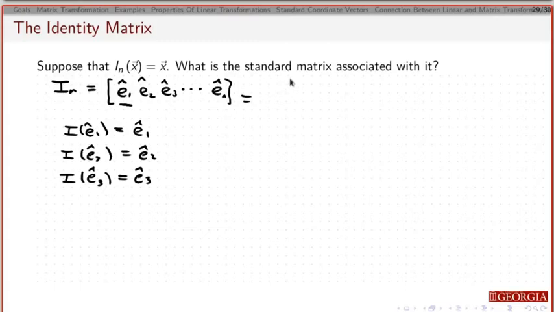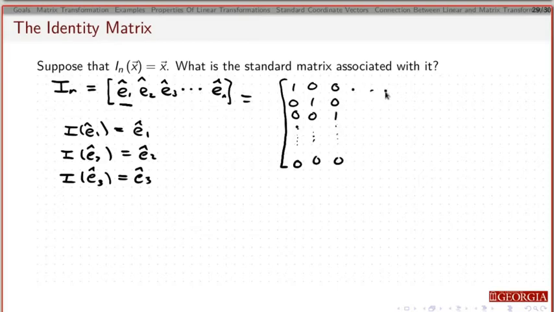So what does this look like? The first entry is going to be 1, 0, 0, lots of zeros. Second entry is going to be 0, 1, 0. Third is going to be 0, 0, 1, and all zeros. We keep that up. We're going to basically have ones there. The last entry is going to have a one down at the bottom, and the rest are zeros. So again, this matrix is IN.